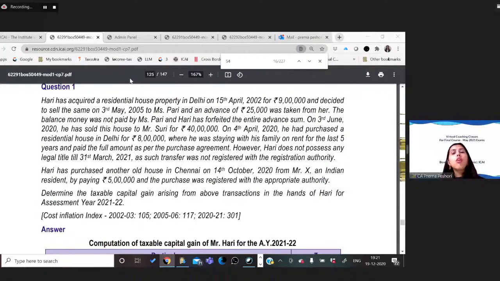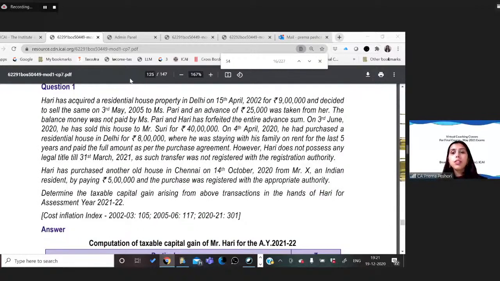Clear? So also, though he does not possess any legal title till 31st March 2021, since the transfer was not registered, for claiming the deduction under section 54, the holding of legal title is not necessary. Clear? So if he has paid the full consideration and if he has entered into an agreement, then there is no problem. Even if the registration has not been done, it is okay. He can claim the deduction. Are you clear with this question?